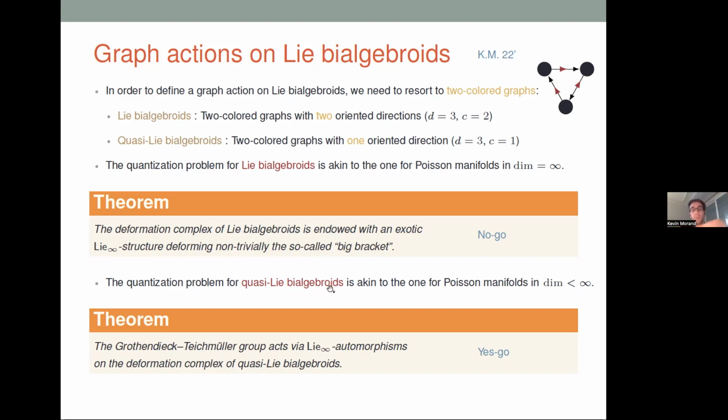But on the other hand, if we look at quasi-Lie bialgebroid, then this is more akin to the usual one for Poisson manifolds in finite dimension. And then we know that there is some action of the Grothendieck-Teichmüller group on quasi-Lie bialgebroid. So we have a no-go result and also a yes-go result.